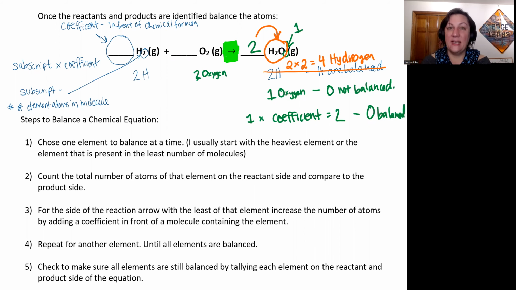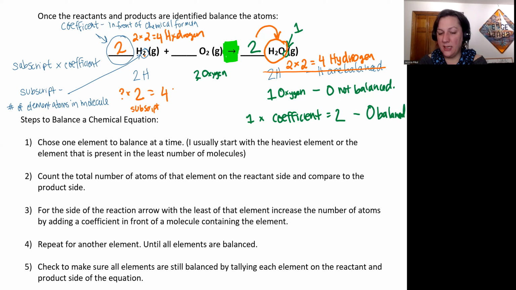So I go to the side that has the least, that's my reactants, and I think about what is a coefficient that I can multiply by my subscript. So this is my subscript, to equal the number of hydrogens I have on the product side. And so if it's 2, then I will have 4 hydrogen total. So I'll put a 2 here. So now I have 2 times 2. So 2 is my coefficient and 2 is my subscript. That equals 4 hydrogen on my reactant side. And I have 4 hydrogen on my product side.